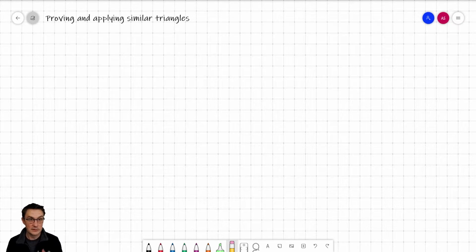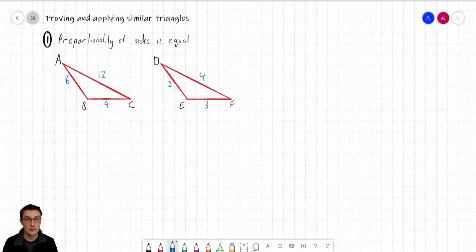Now, in order to prove that you do have similar triangles, there's a couple of ways of going about this, and there are some tests that we can use to show similarity. In this example, we'll examine how the proportionality of sides is equal. For this to occur, we need to show that there is a common scale factor amongst all the sides. The way we can do this is, remember, by doing the new image over the original image.